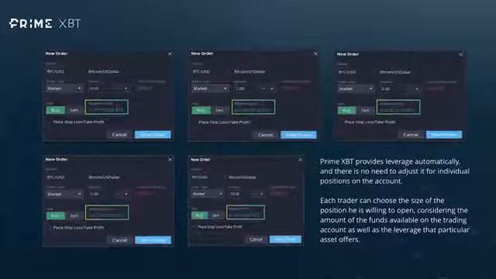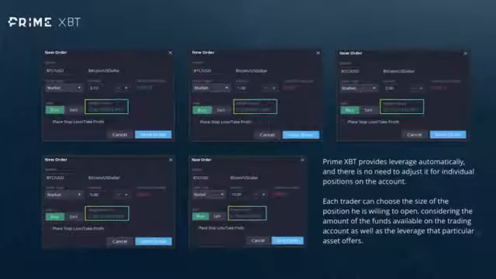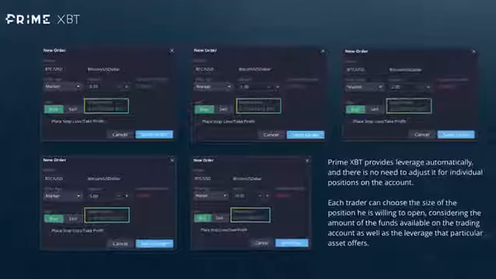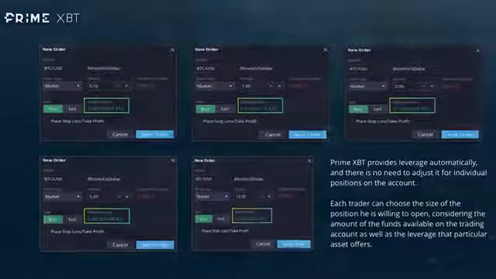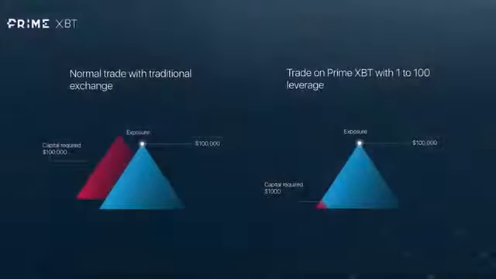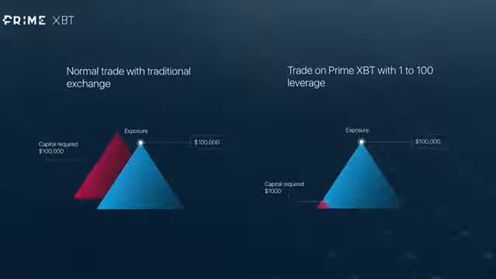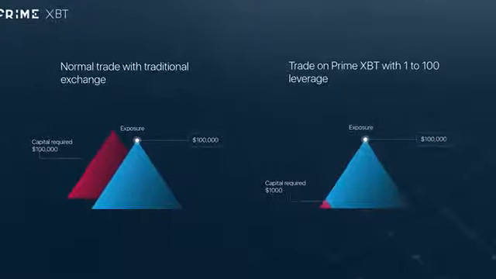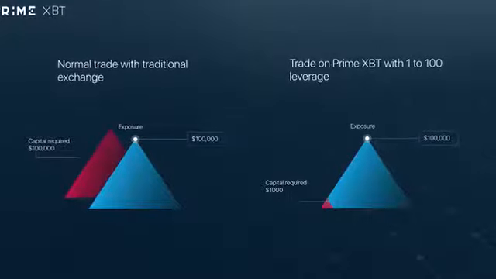Each trader can choose the size of the position he is willing to open, considering the amount of the funds available on the trading account as well as the leverage that particular asset offers. For example, if your trading account has a Bitcoin balance equivalent to $1,000, you can open a maximum position of $100,000 using leverage of 1 to 100.